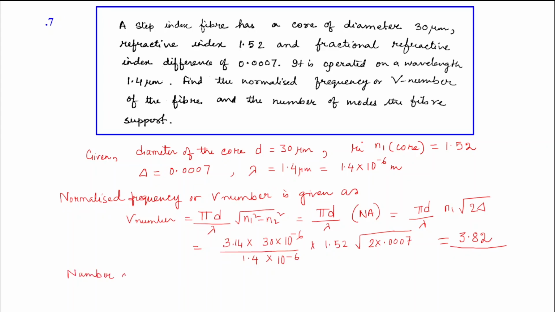And if we need to find out the number of modes, in case of a step index fiber, it is V square by 2. So putting the value of V, squaring it and dividing it by 2, we get the number of modes as 7.32, which is equal to 7 modes.